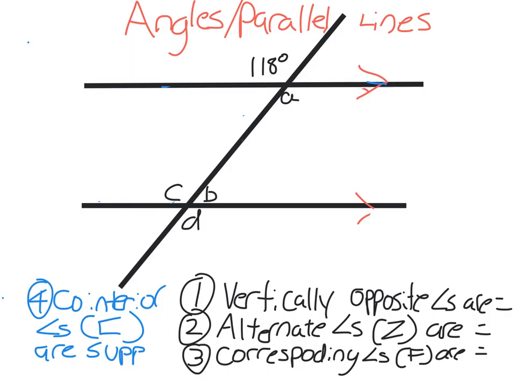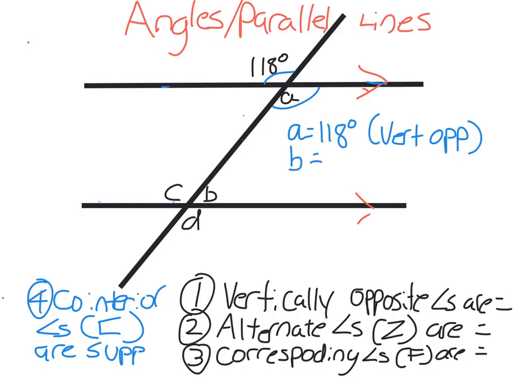Okay, so first off, we can find A easily. A is 118 degrees. Now, when we're doing questions like this, we have to give a reason. So I'm just going to abbreviate it as vertically opposite. Those two angles, A and 118, are vertically opposite, therefore they are equal. Next, I'm going to find B.